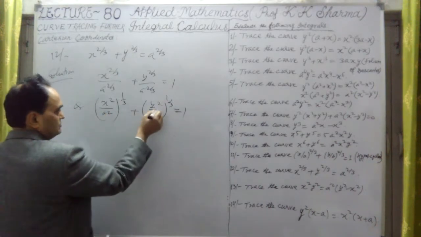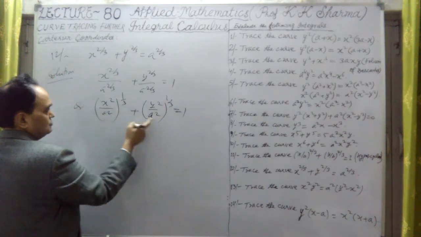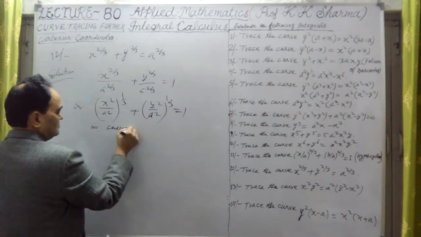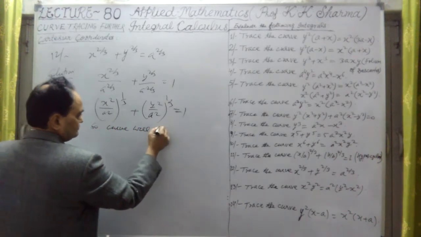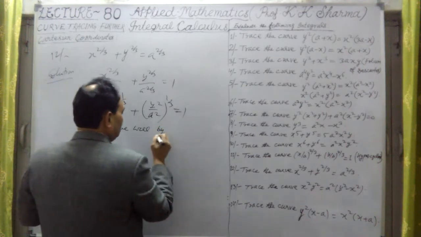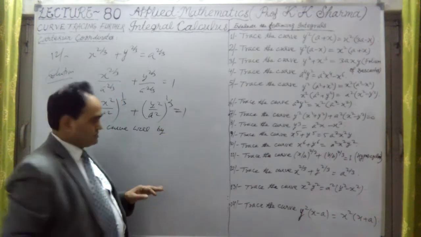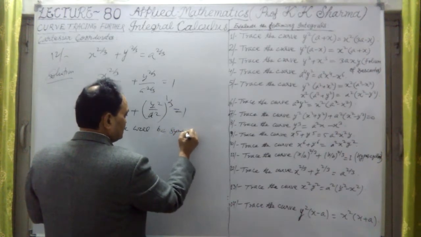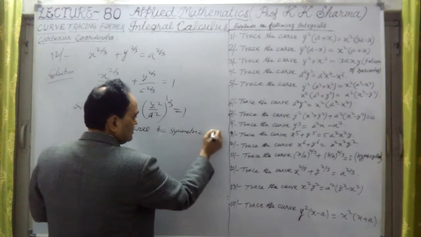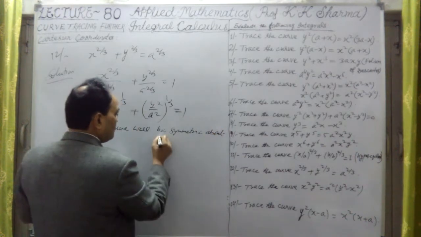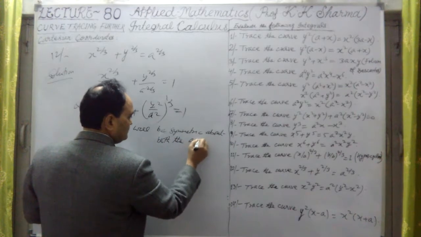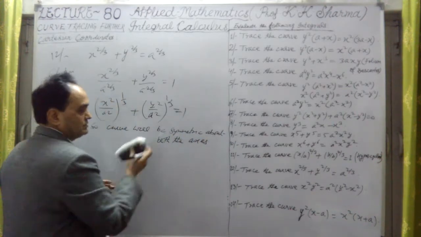From this, because x is an even term and y is also an even term, the curve will be symmetric about both the axes. This we have seen.